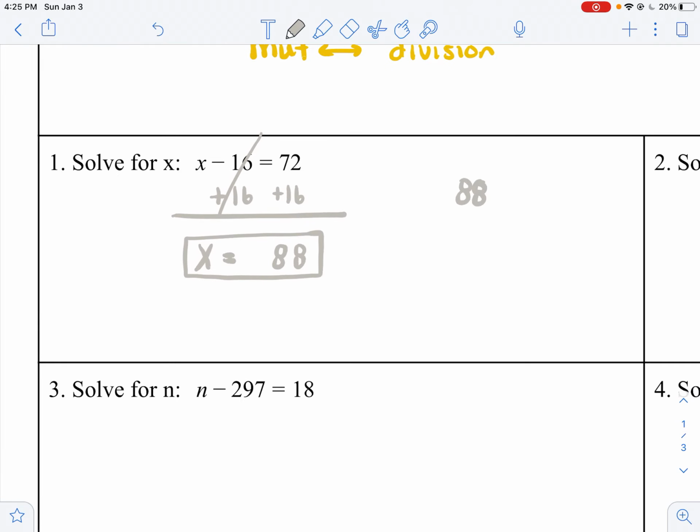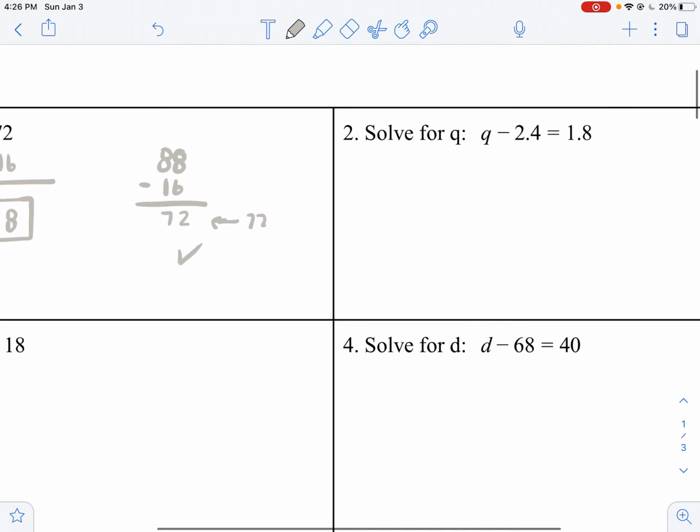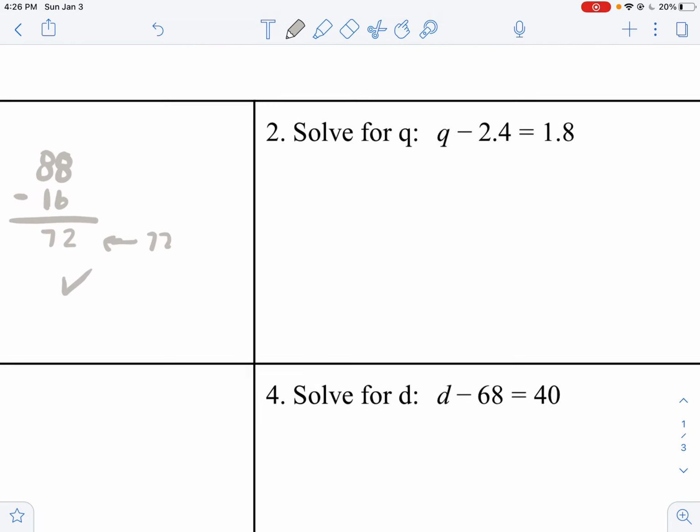And we can check our work by doing 88 minus 16. And this should get us 72. Let's see. 2, 7. So it worked. Our final answer is x equals 88. The same exact process is true if we have decimals as well.